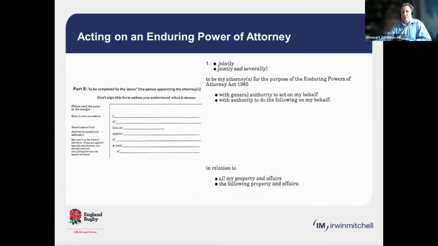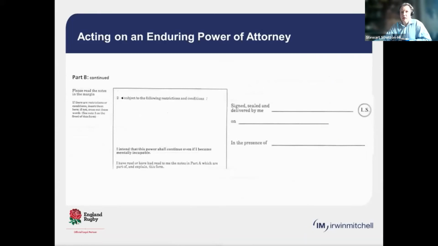And similar things as before, look at who the donor is. Is it relating to your client? Who are the attorneys? Are they the right people? Check if they've been appointed jointly or jointly and severally. What authority do they have? Is it general authority or only to do specific things mentioned in the power of attorney? So really drill down and look at the document. When was it signed? If it was signed after 30th September 2007, it's not valid.